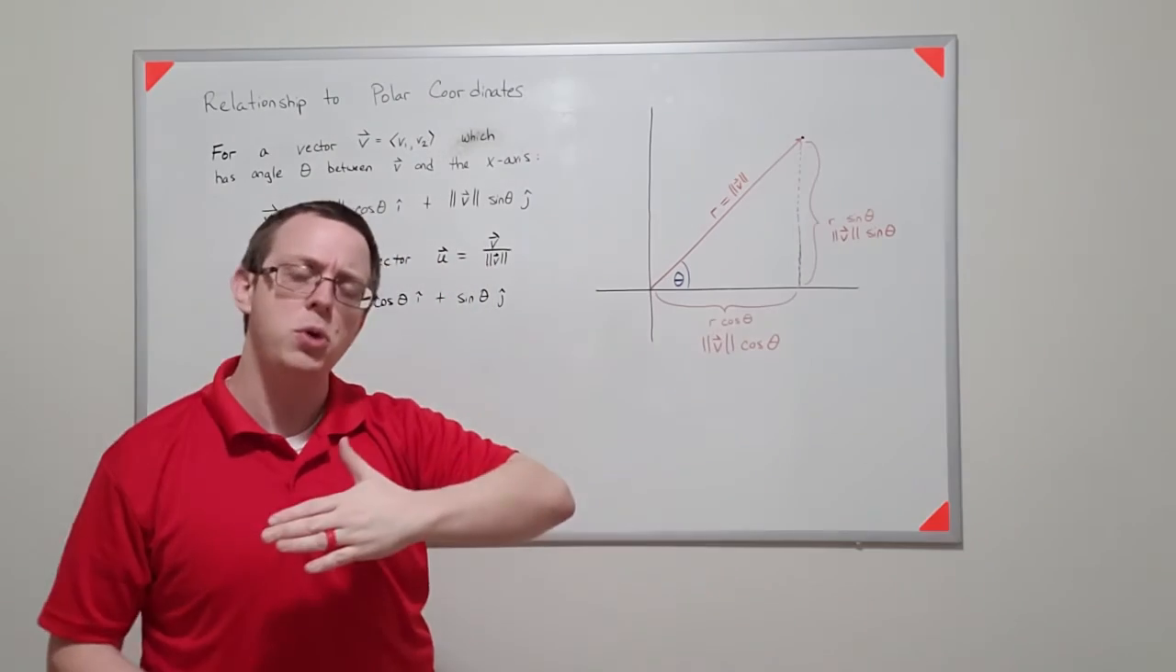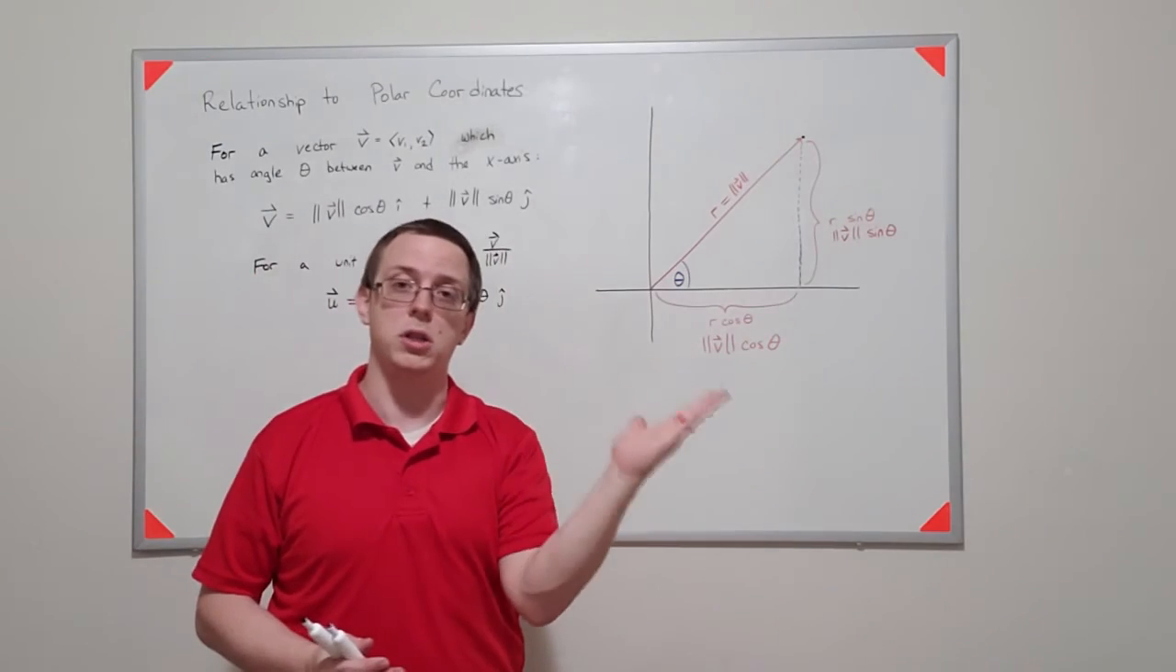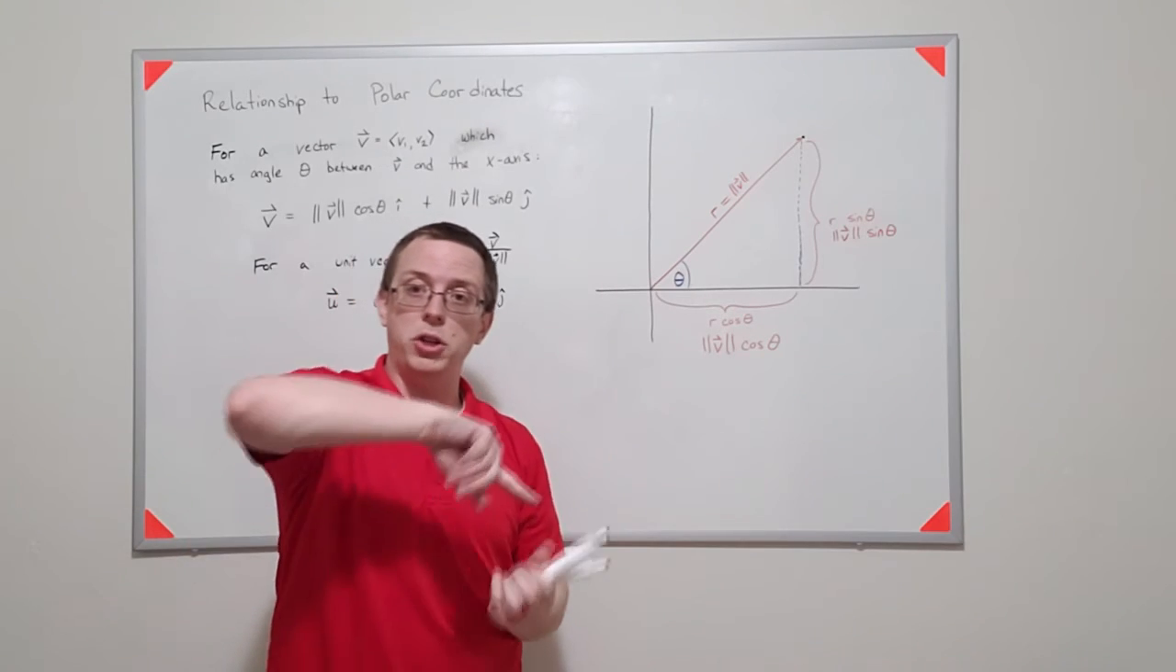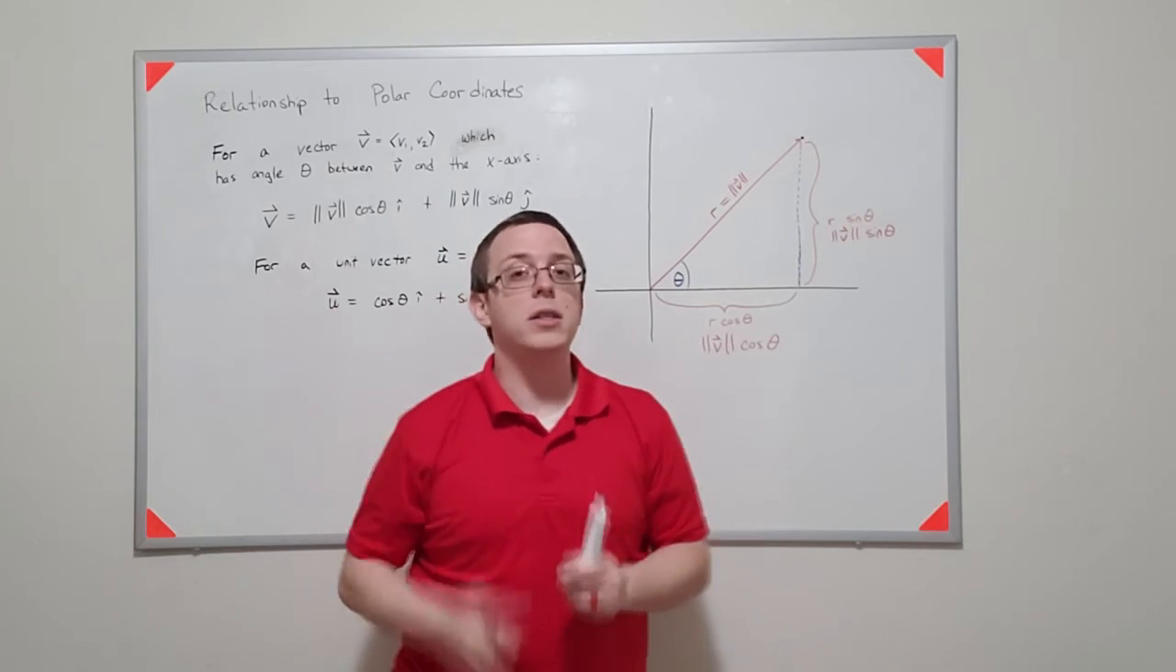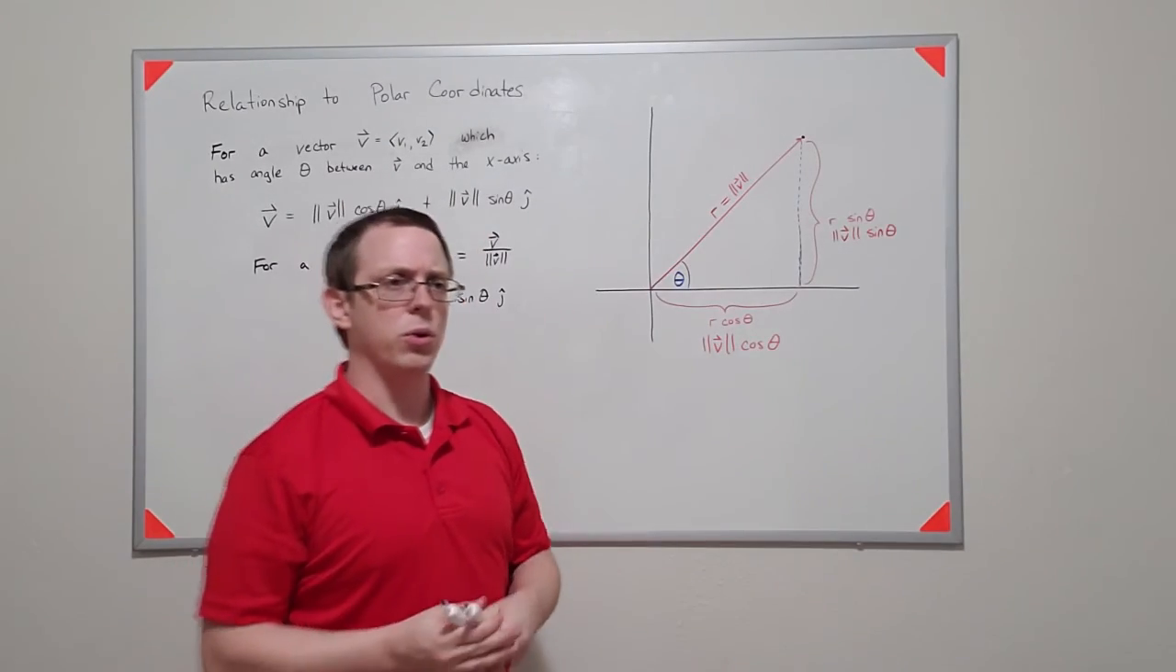So you really don't have a 2D system anymore. You just have a one-dimensional system. And the only dimension that's varying is the angle. That's going to be really, really helpful down the road.